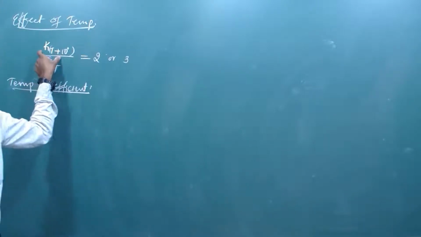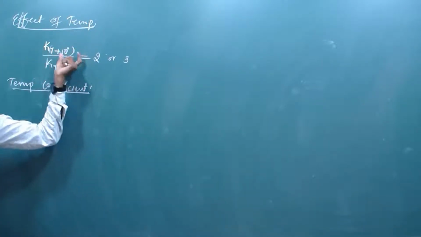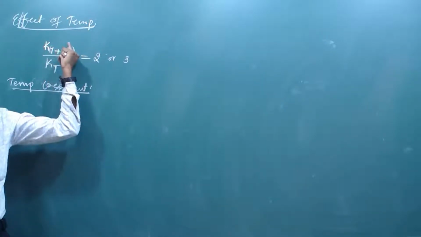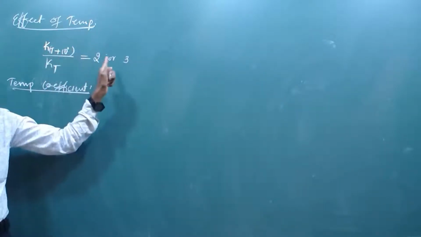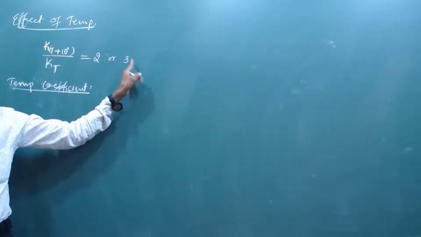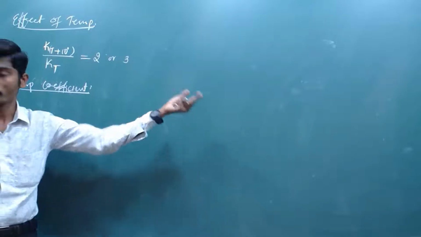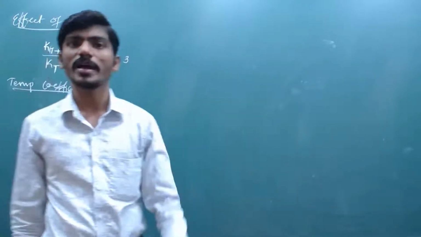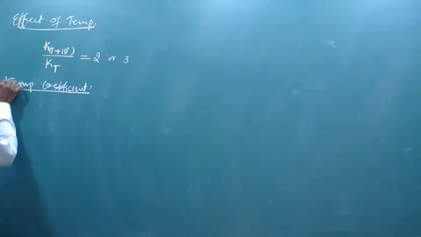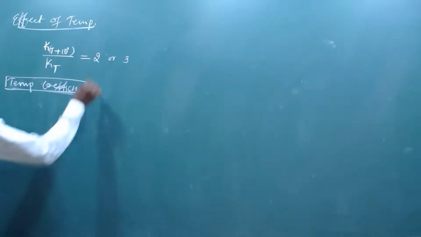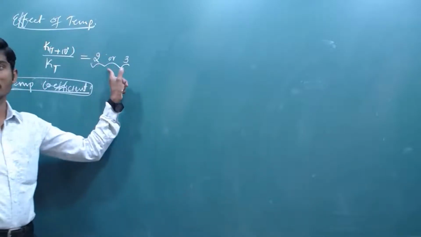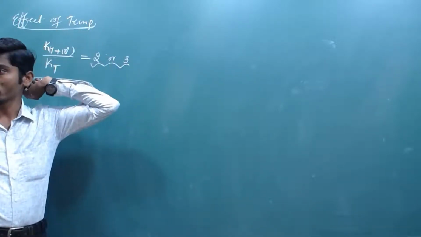Temperature coefficient. General approximation: the ratio of two rate constants which differ by 10 degrees Celsius is nearly double or triple. The rate of a reaction doubles or triples when the temperature is increased by 10 degrees Celsius. This is called the temperature coefficient. Now the question is how and why. Again, let us explain this concept based upon collision. How to explain?